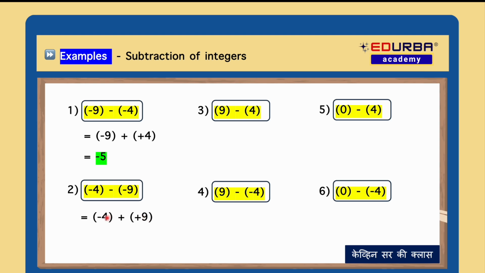So 9 minus 4 is going to be 5. So the answer is plus 5. Now here we have 9 minus 4, and both are positive numbers. So this 9 will remain as it is. This minus will become plus, and this positive 4 will become minus 4.